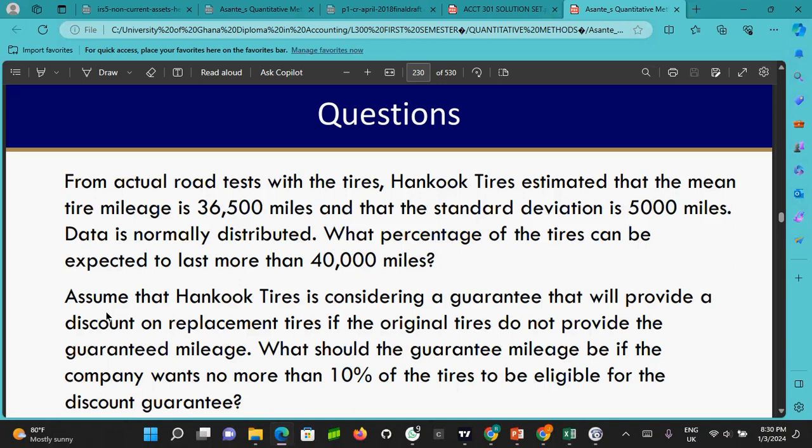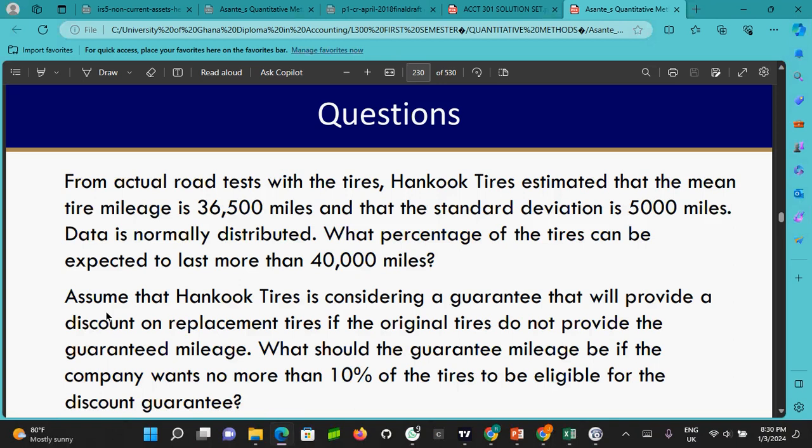Because when you look at it, it is saying that assume Hankook Tire is considering a guarantee that will provide a discount on replacement tires if the original tires do not provide the guaranteed mileage. Now, what should the guarantee mileage be if the company wants no more than 10% of the tires to be eligible for the discount guarantee? So this time around, the question itself is no more than 10% of the tires. So P is equal to X, and no more than means less than or equal to 10%.